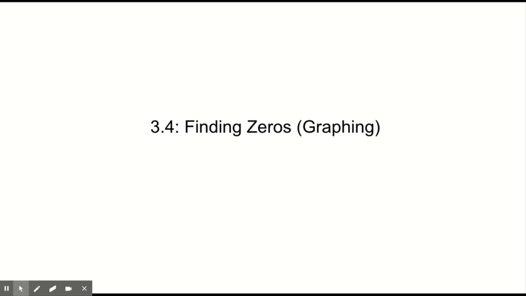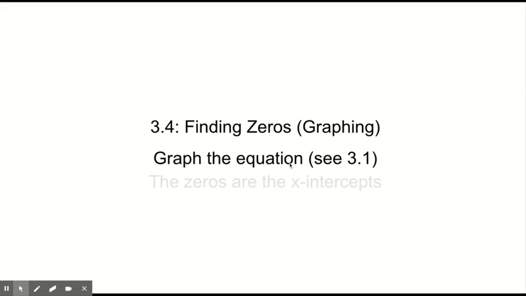And then the fourth section asks you to find the zeros by graphing. All you have to do is graph the equation and look for the x-intercepts. That's it. So it's the same thing as 3.1, but then afterwards you look on the x-axis and you say, these are my numbers where it crosses.